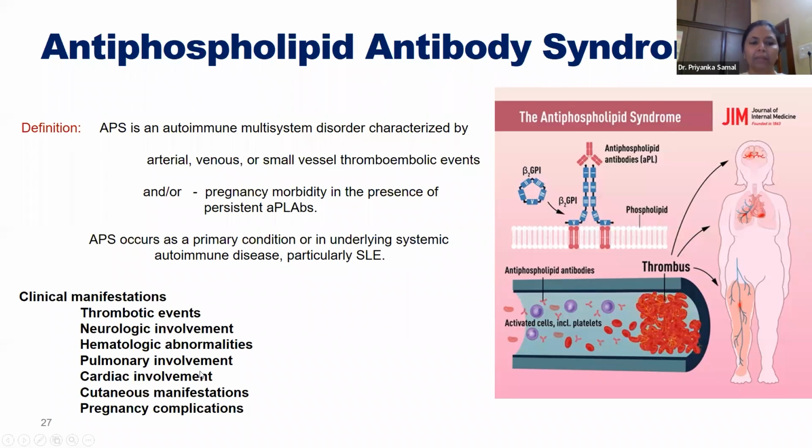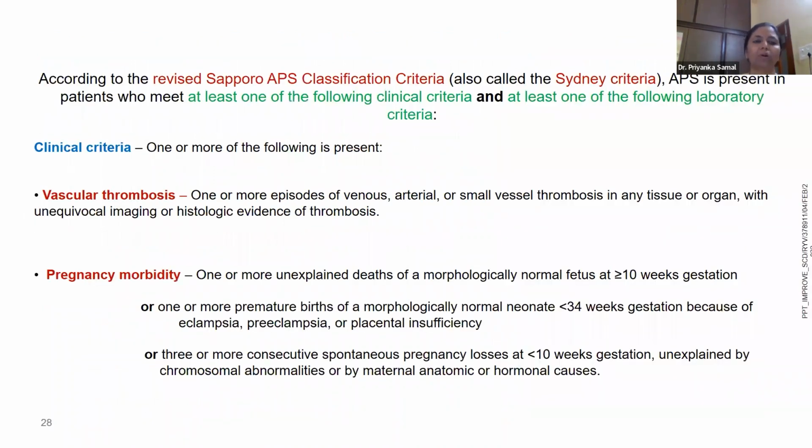It can involve any part of the body. It is a systemic disorder, right, starting from the brain till the thrombosis in the legs along with the pregnancy complication. So it is important to know how you diagnose a case of antiphospholipid syndrome. We have the revised Sapporo APS classification or Sydney criteria, which states that a patient who meets at least one of the clinical criteria and at least one of the lab criteria can be diagnosed as a case of APS.